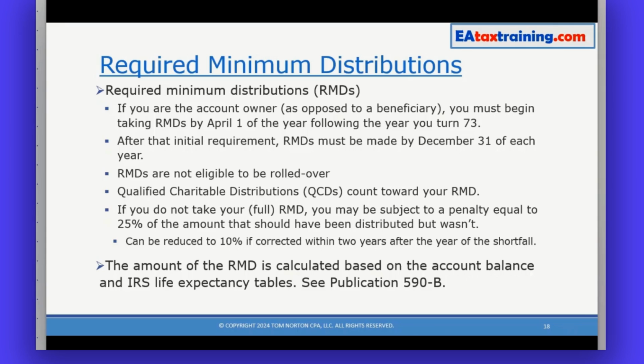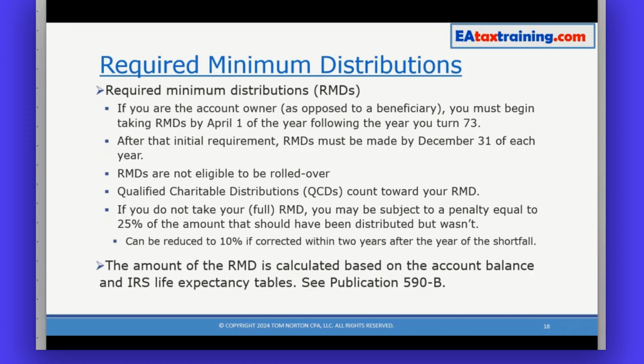If you do not take your full RMD, you may be subject to a penalty of 25% of the amount that should have been distributed but was not. So if you should have distributed $4,000 and you didn't, you could have a penalty of up to 25%. Now that 25% can be reduced to 10% as long as it is corrected within 2 years after the year of the shortfall. So in other words, as long as they go ahead and distribute that excess amount within 2 years, then you can pay a 10% penalty instead of a 25% penalty.